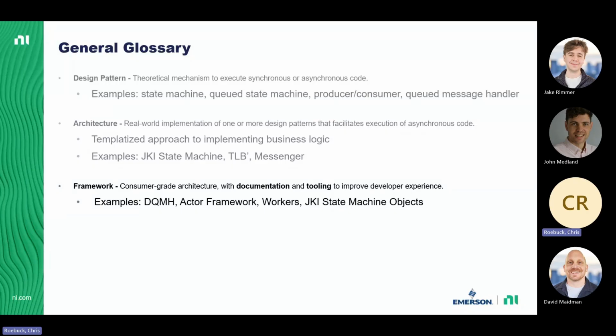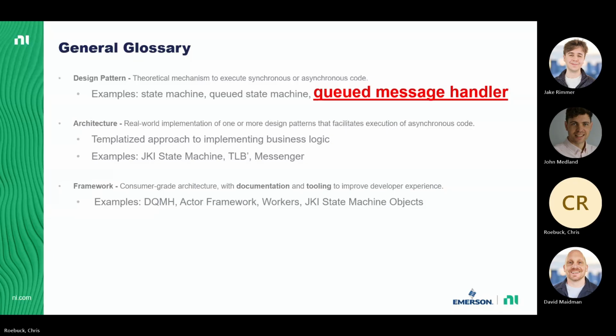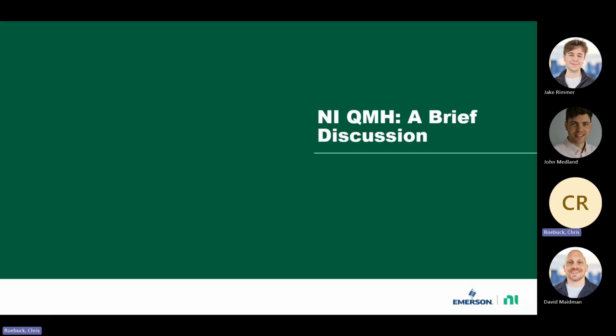So in those cases, I'm thinking of things like DQMH, Actor Framework, JKI State Machine Objects, and workers. These are not only architectures, but they include templates, they include tooling to allow us to actually build these architectures, and they include documentation so that we can support them going forwards. And of course, queued message handler is the one that we're really going to be focusing on now.